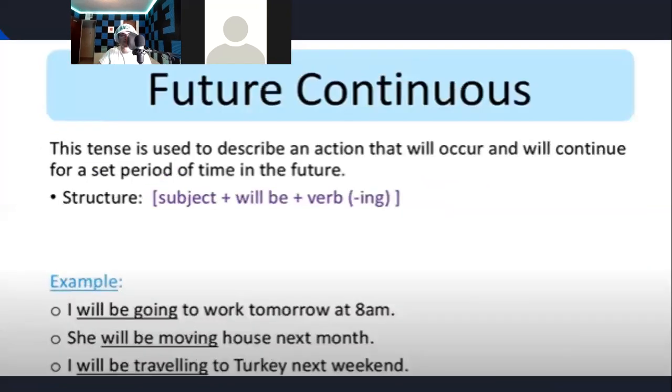Now we're looking at the future continuous. This tense is used to describe an action that will occur and will continue for a set period of time in the future. So the structure is subject plus will be plus verb in ing. Since this is continuous, we know that it's gonna continue for a set period of time in the future.